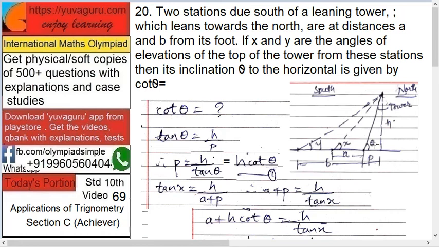This theta, cot theta, okay? And this theta is the angle of the leaning tower. So cot theta we have to find out. Tan theta equals to what? h upon p, okay? So p equals to what? h upon tan theta, that is h cot theta, right? That much is clear, point number 1.